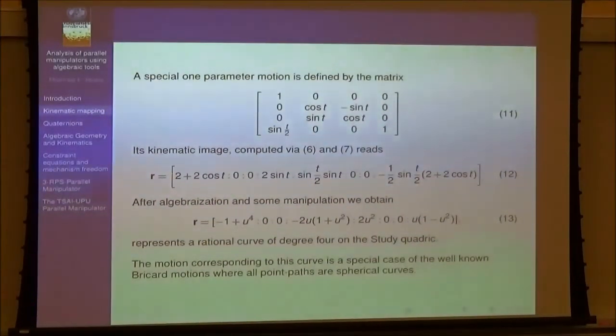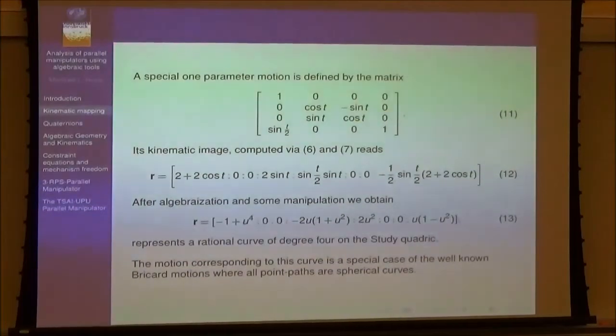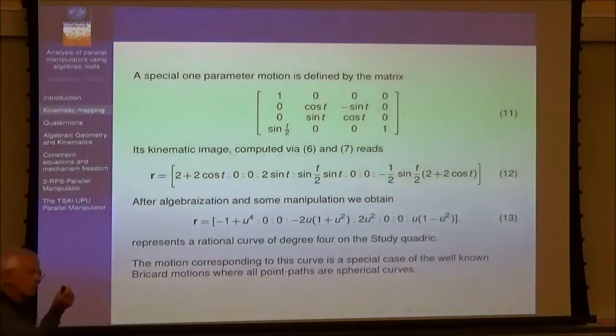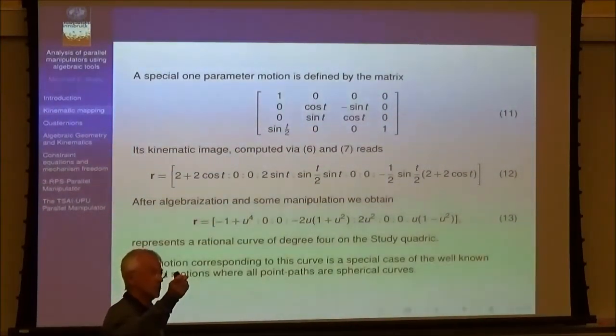And it's a rotation about the z-axis. It's a very interesting motion because this motion has been investigated in the past. So when we look at the kinematic image, you could get this out, and you see this is for sure dependent on one parameter t. So it means it is a curve in this image space. A one parameter motion corresponds to a curve in the image space.